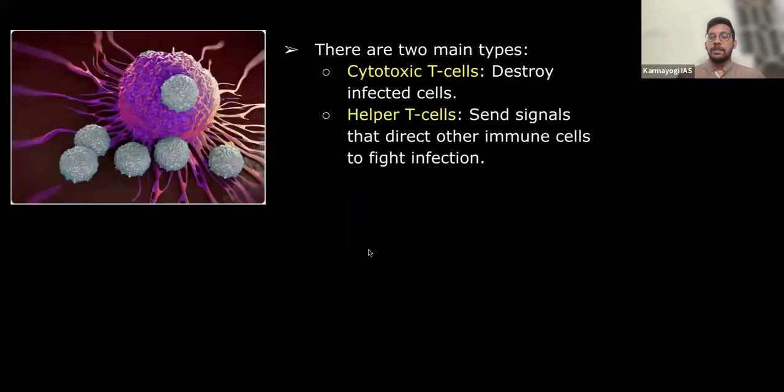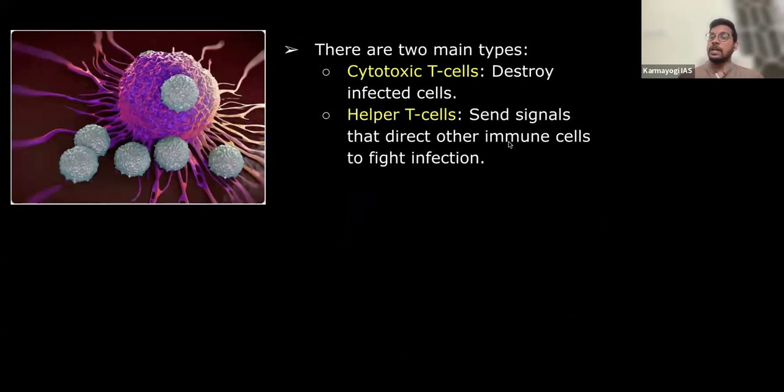About the CAR T cell therapy. Yes, one more important thing here is there are two main T cells in our human body: cytotoxic T cells as well as helper T cells, right? The helper T cells are the ones which send signals.